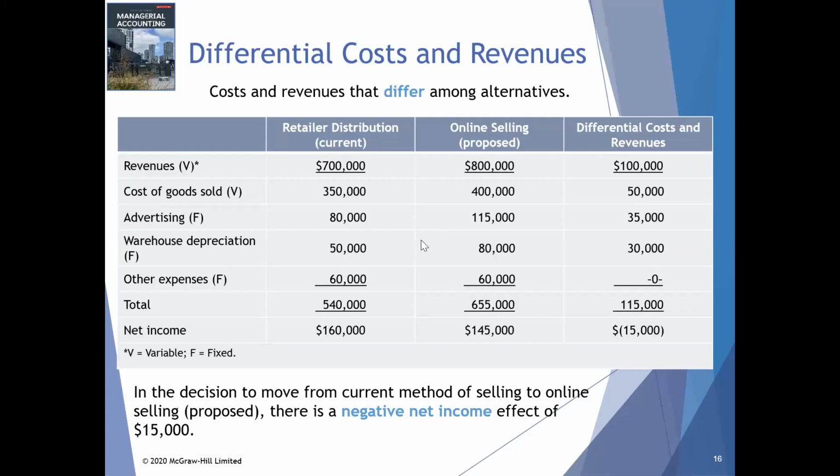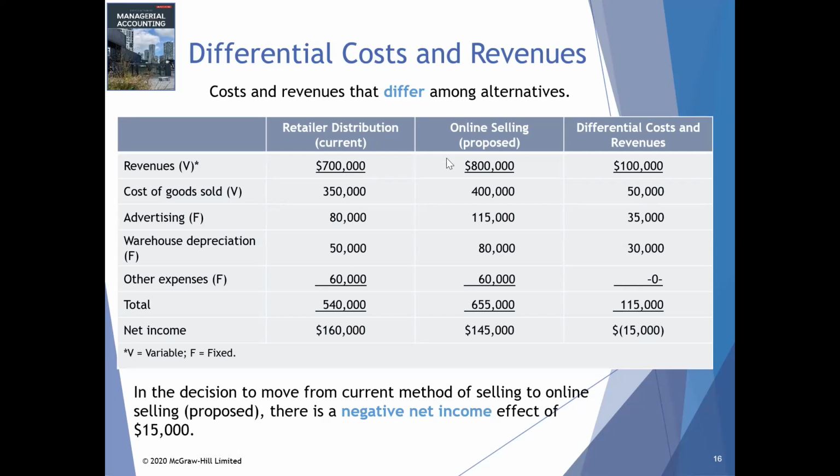So look at this. Differential cost and revenue. Now we can see the retailer distribution, the current situation, and this is the proposed. We will consider first and second, and the third will be the difference between these two. Let's say at present 700,000 is the current position. Retailer distributions revenue. Revenue means sale.